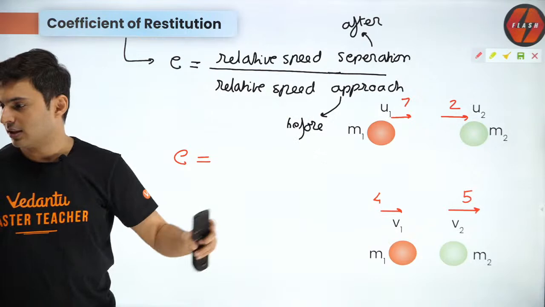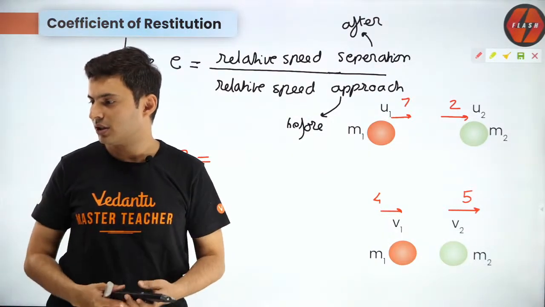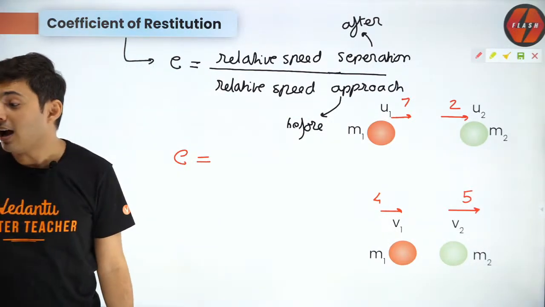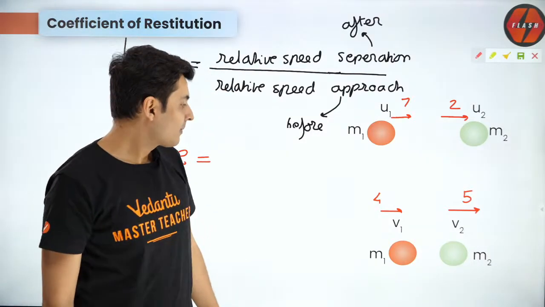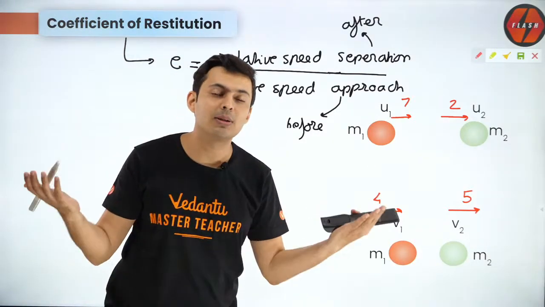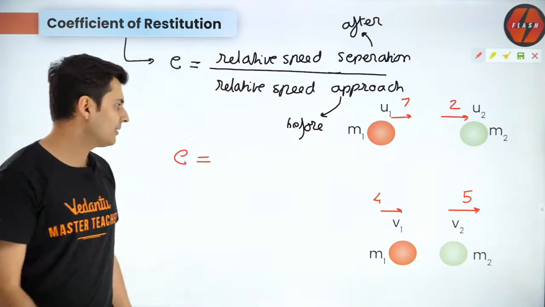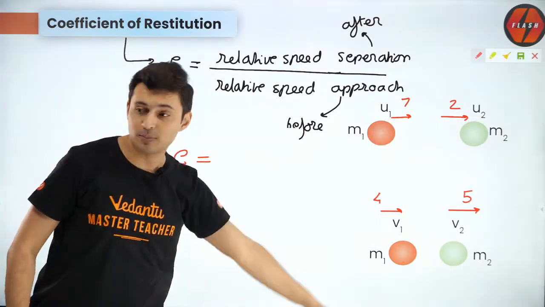Very good, Suhas. Very good, Aishwarya. Thank you, Manoj. All right, Jumna, 9. 9 कैसे होगा यार? It has to be less than 1. What are you guys doing? Come on, think again. This is after, this is before.